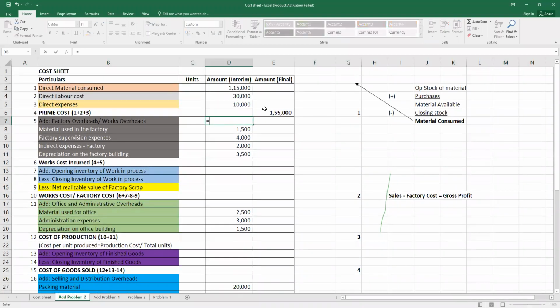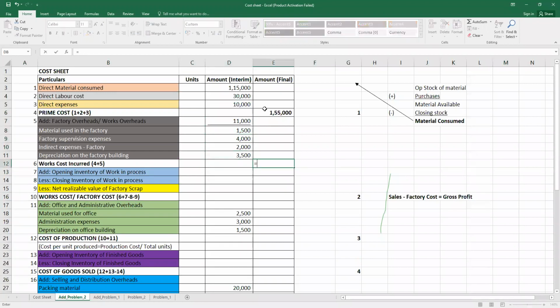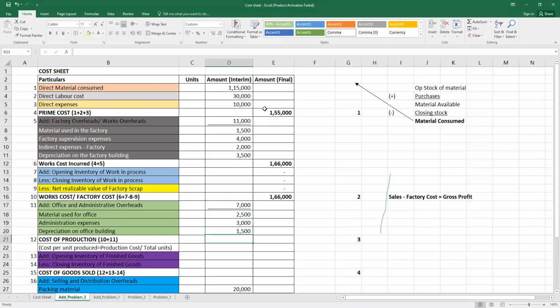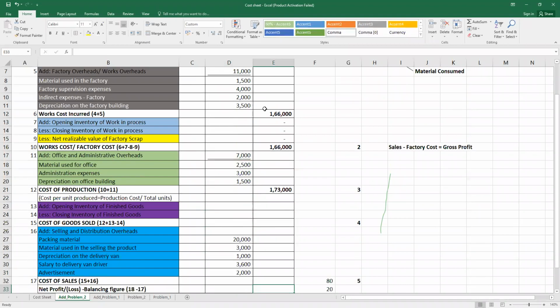Now let's take the total of factory overheads. That is 11,000 and your works cost is 155 plus 11, 166. No information about WIP. So 166 plus opening WIP minus closing WIP minus scrap. Then take the total of admin overheads, which is 7,000. So cost of production is 166 plus 7,000 coming to 173.